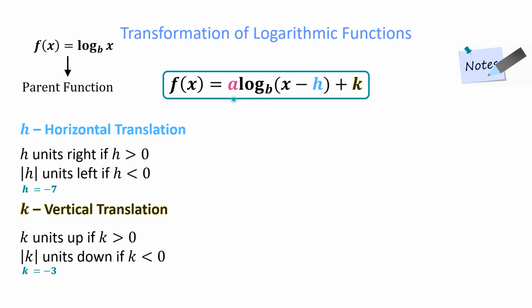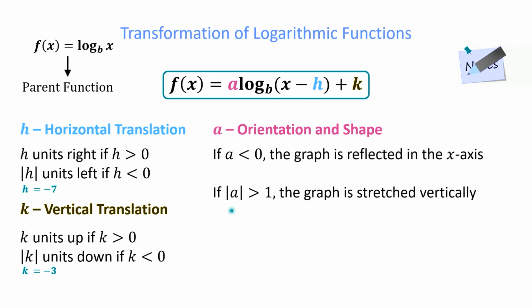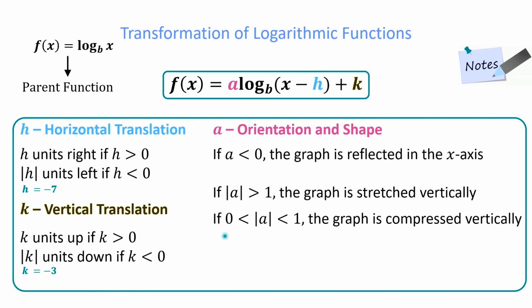Now the value of a affects the orientation and shape of the graph. So if a is negative, the graph is reflected in the x-axis. If the absolute value of a is greater than 1, the graph is stretched vertically. And if the absolute value of a lies between 0 and 1, then the graph is compressed vertically.